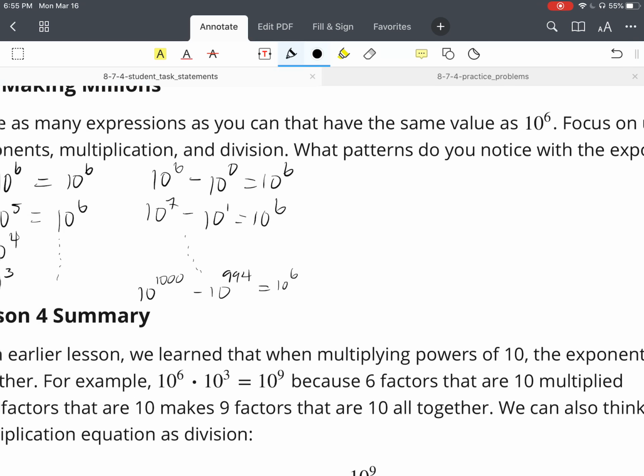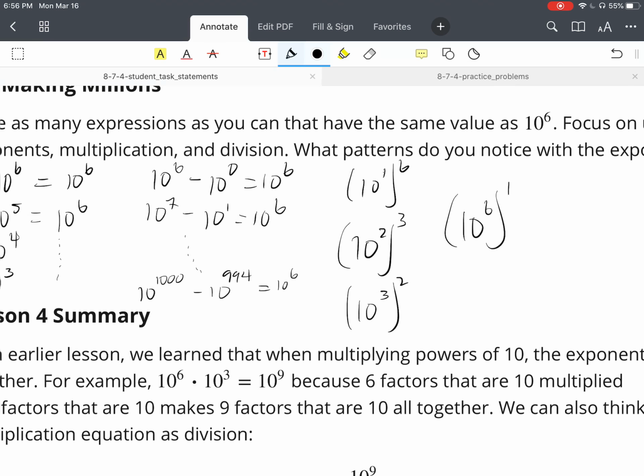And then multiplying it, 10 to the 1st to the 6th, right? Because we multiply exponents here. 10 squared to the 3rd, right? Because 2 times 3 is 6. 10 to the 3rd squared. Last but not least, 10 to the 6th times 1. And if you really want to push yourselves, what does this have to be so that it's equal to 10 to the 6th?